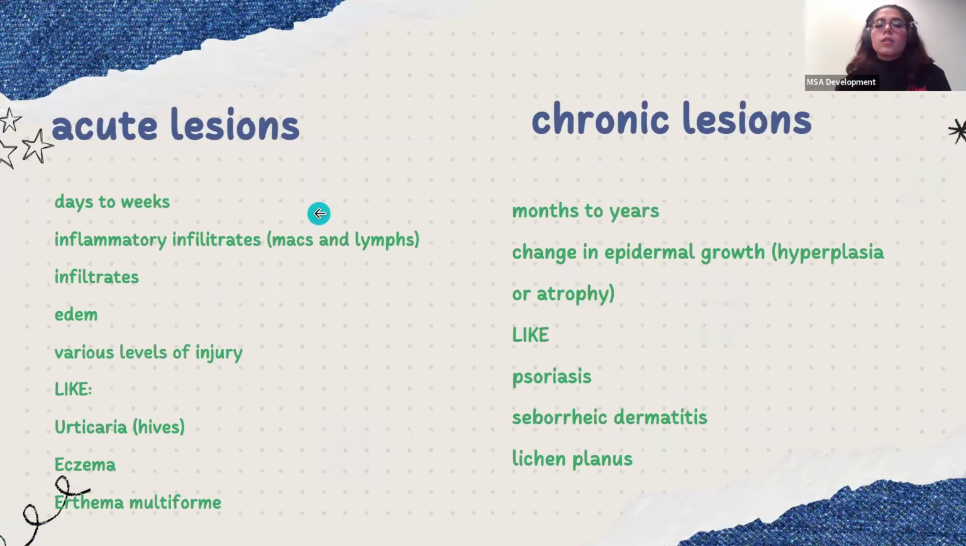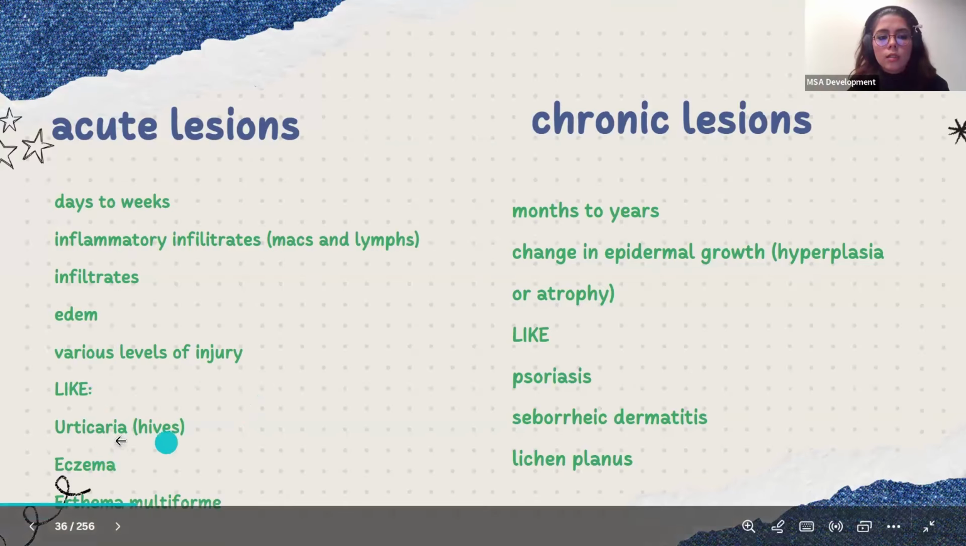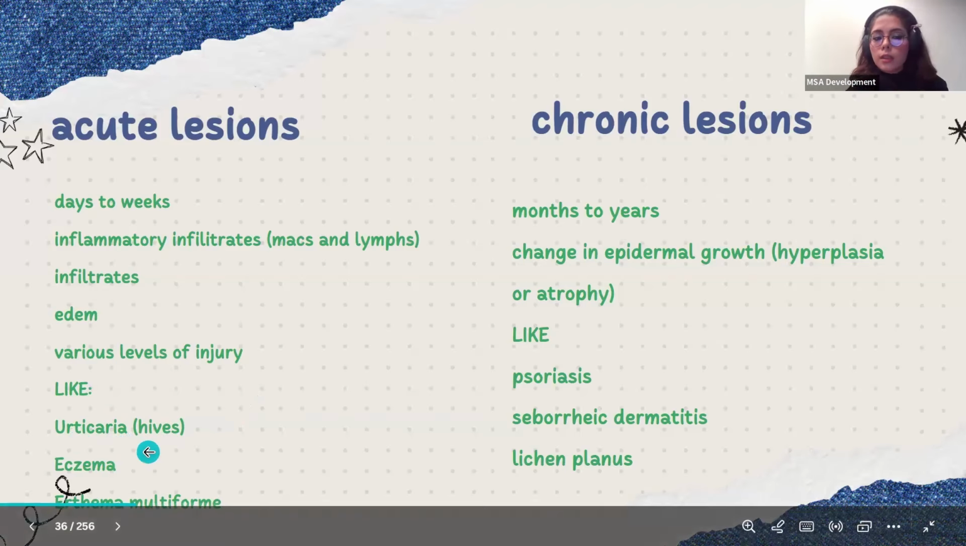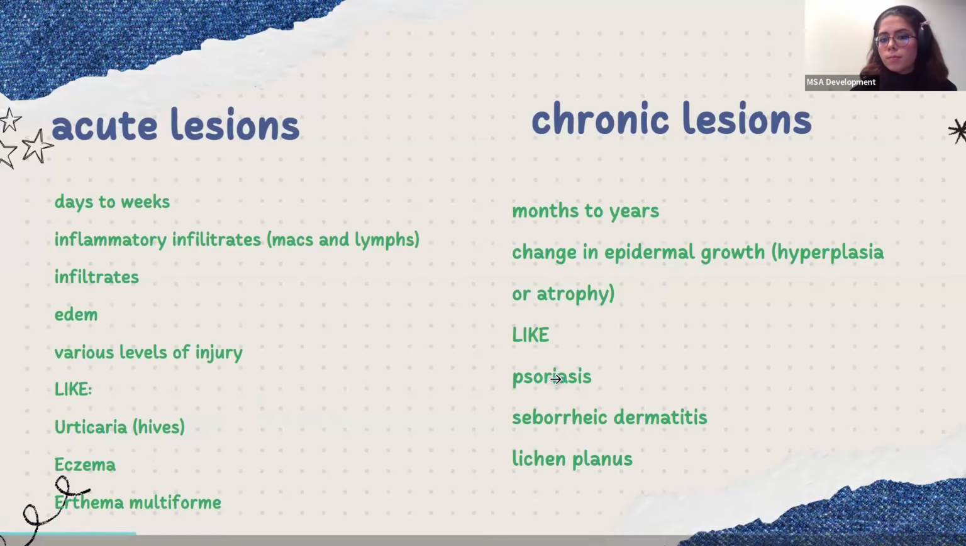We're going to talk about acute and chronic dermatosis. The acute lesions are anything that happens from days to weeks, and the chronic lesions are anything that happens from months to years. So think inflammation, edema, different levels of injury. You have your urticaria, hives. If someone eats something that they're allergic to, this is what happens to them. Eczema and erythema multiforme. Chronic lesions like psoriasis.